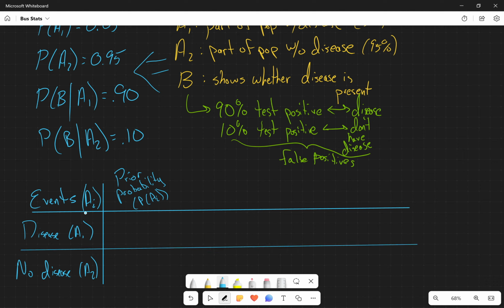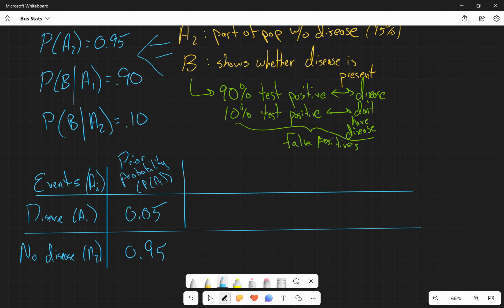And so again, we're told prior probability is 0.05 and 0.95. So that's just figuring out what our definition of prior probability is and putting that information from the prompt down there. Then we're asked about what the conditional probability is. So this is the probability of B given some AI.